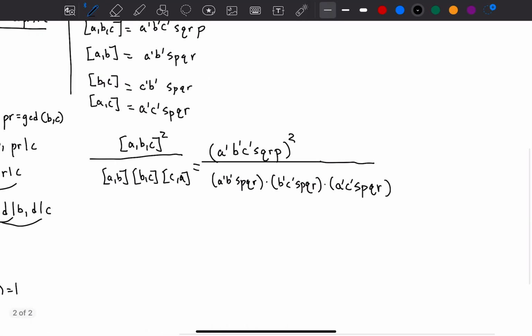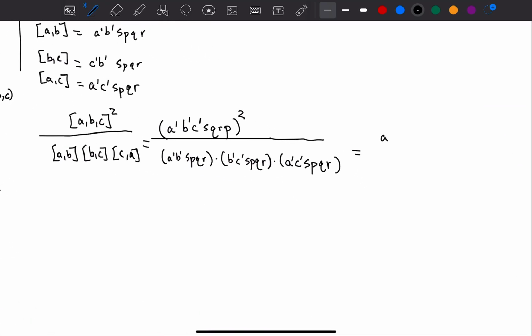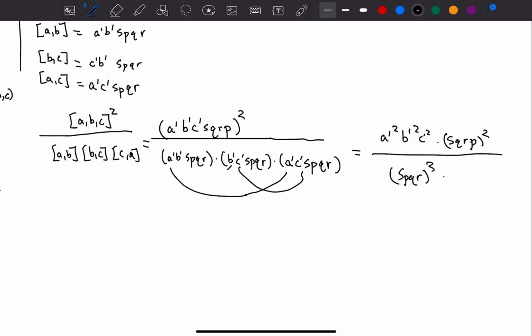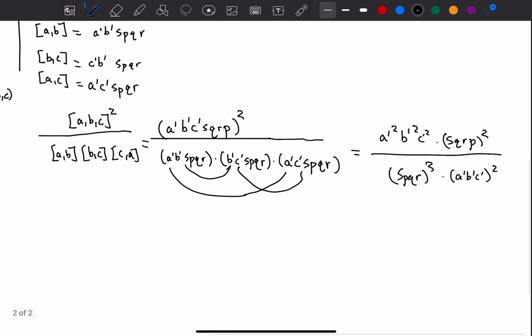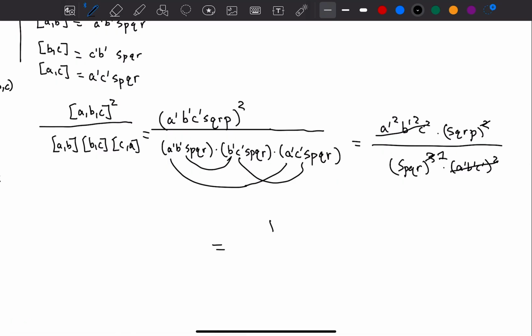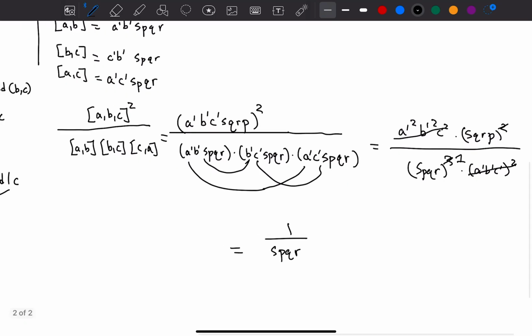Great. And now we can just do some algebra, and then we find that A prime, B prime, C prime squared times S Q R P squared over S P Q R cubed times, you see there's two A's, two C's, and two B's. So we can say that it's just A prime, B prime, C prime squared. So this entire section cancels out, and this power cancels out too, remaining one exponent. So we get 1 over S P Q R for this entire expression.